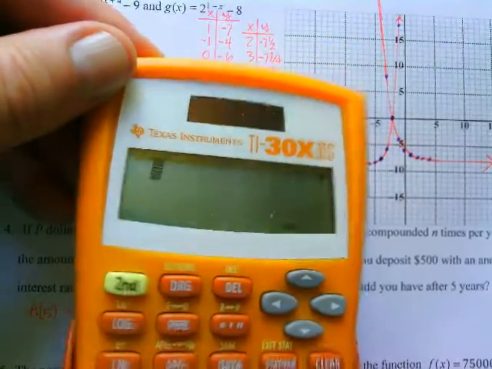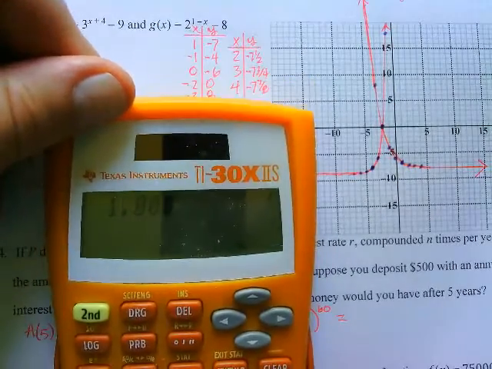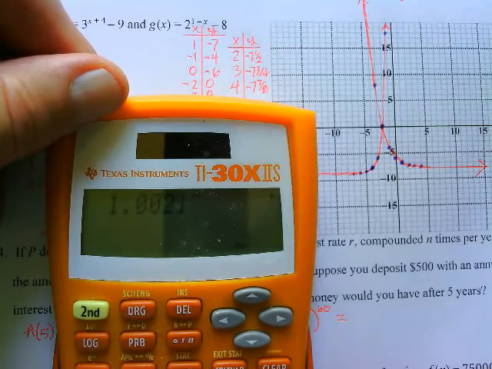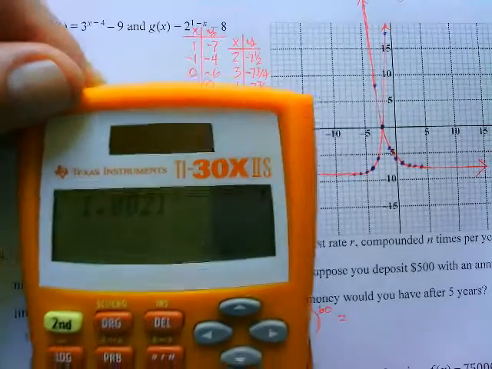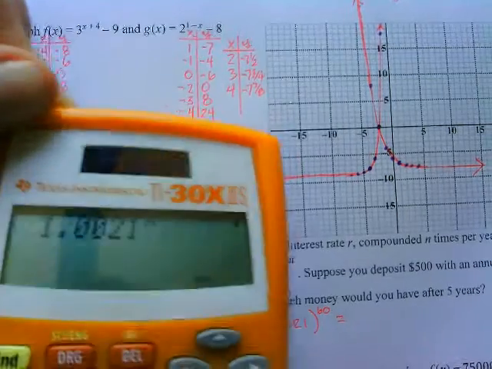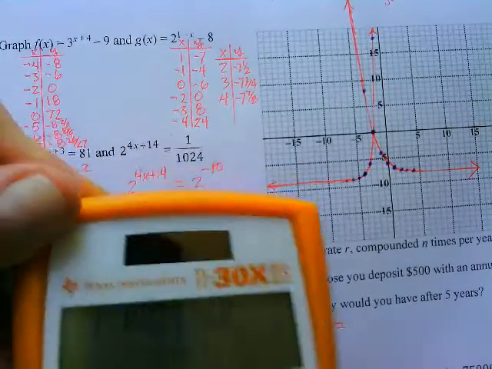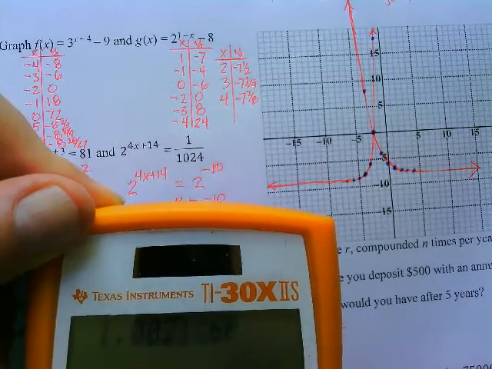But basically, I want to do 1.0021. Then I do my little hat symbol. So notice how the hat symbol comes up on the screen. I think I have the right number of zeros. Yes. And then we're going to do our 60. So there's what it would look like on the calculator.